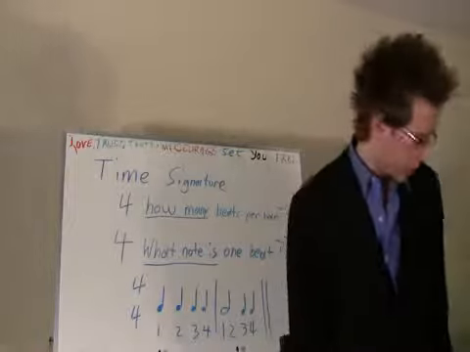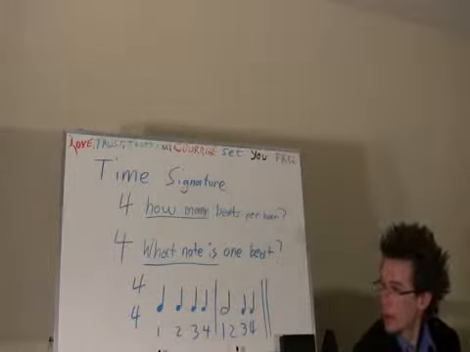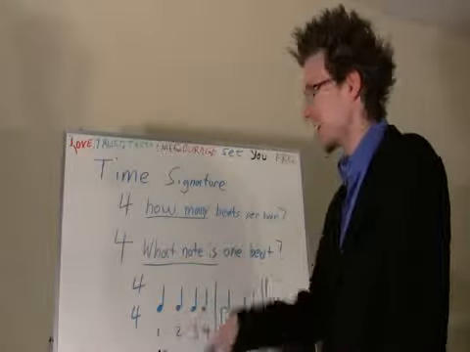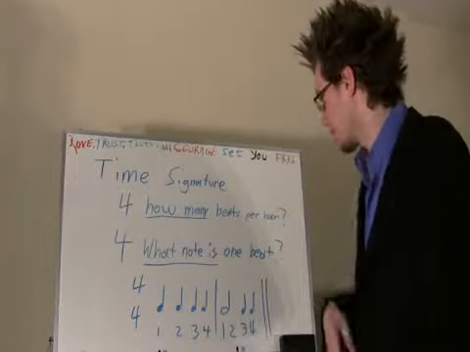So if you're playing that on the piano, it would sound like this. 1, 2, 3, 4. 1, 2, 3, 4. And that's how you get rhythm. That is how rhythm is broken down. It's a very simple, basic analysis of it.